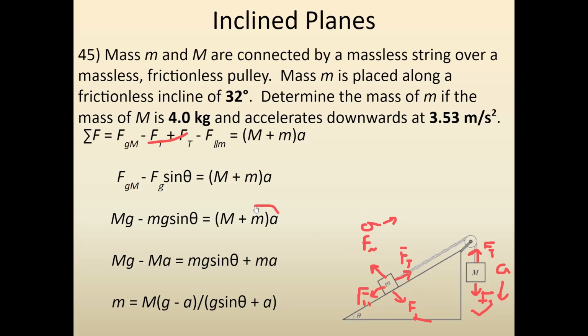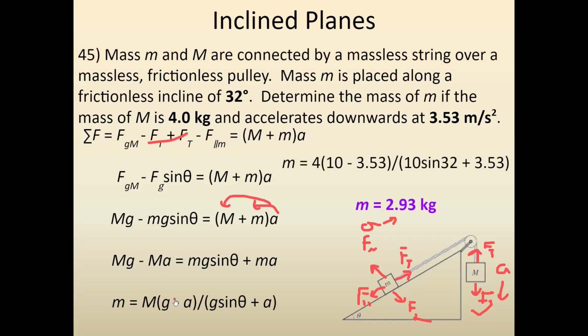We have to distribute this m over to both sides, get all the big M's to one side, all the little m's to the other side, and then solve for little m. Now we can actually plug our numbers in. Now, of course, you're free to have plugged in your numbers before.